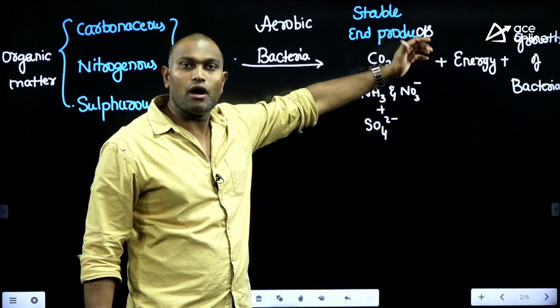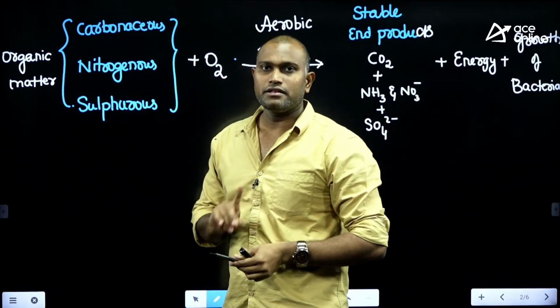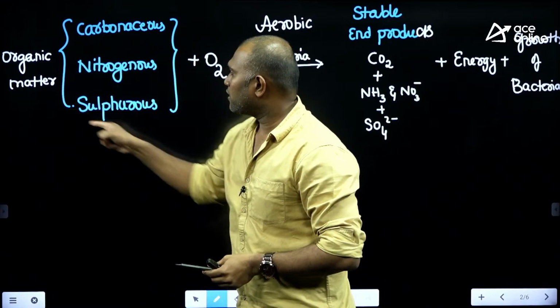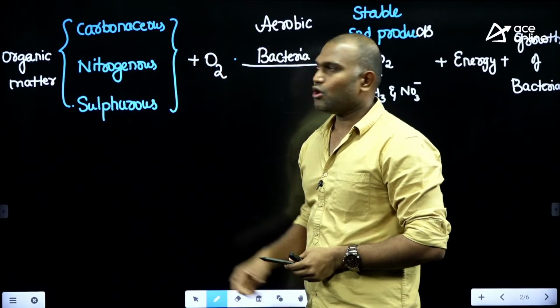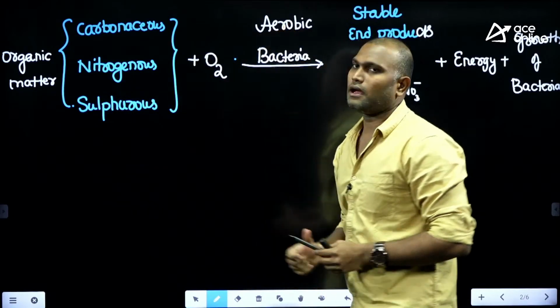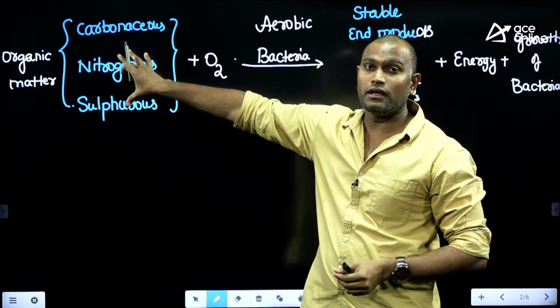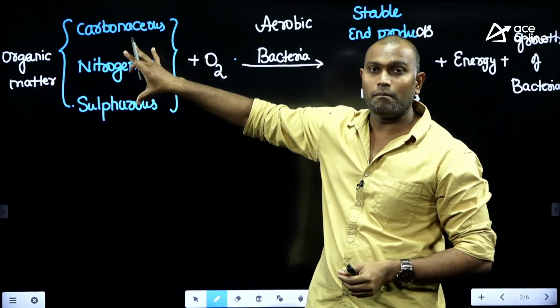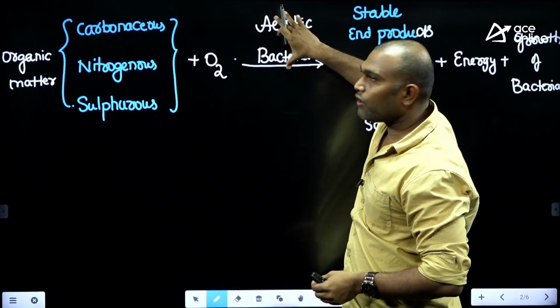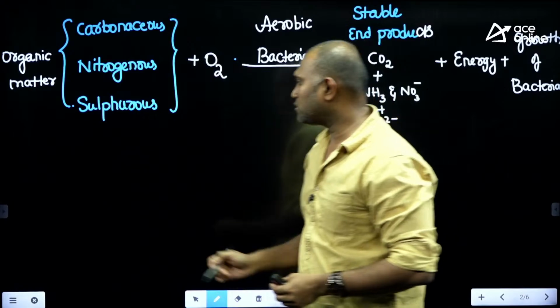Now, how am I going to find out this organic matter? I can't find it directly. Simply, it requires this much amount of oxygen. The more the organic matter, the more the amount of oxygen consumed by the bacteria. In other words, the organic matter is evaluated by measuring the amount of oxygen consumed by the aerobic bacteria.